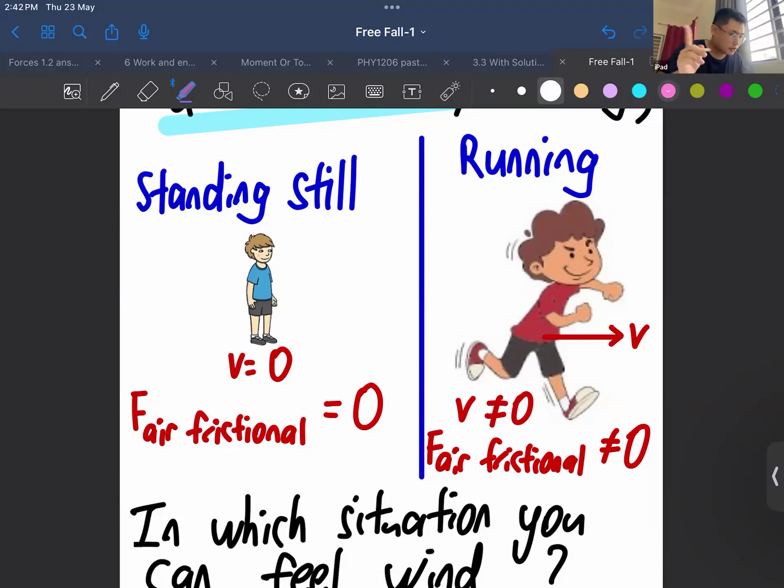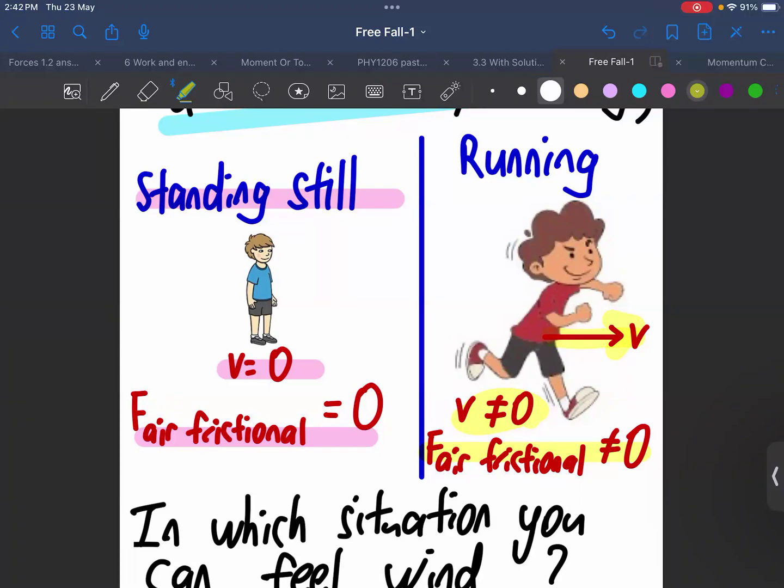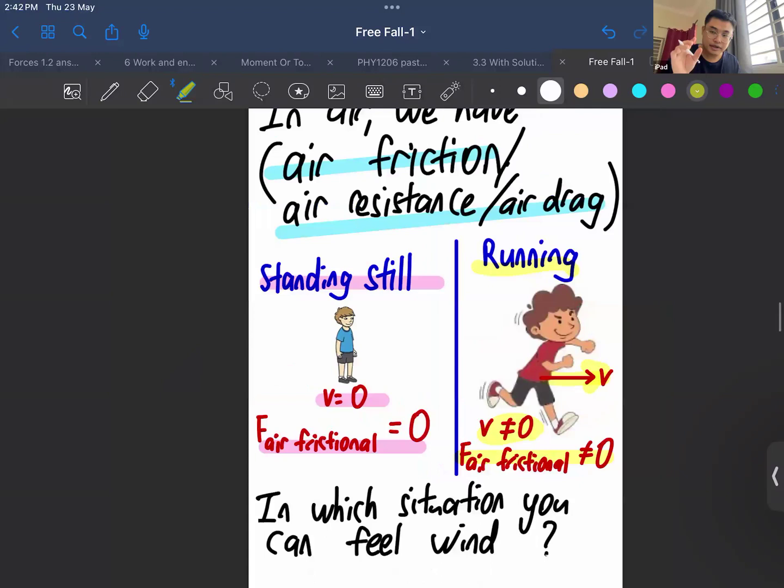So imagine now you don't have any wind that comes from nature. When you are standing still, that means when you are not moving, you don't feel any air blowing through your face, right? So I can say that you don't have any air frictional force. If you want to feel the wind, what you should be doing is you need to run as quickly as possible, because the higher the speed, the faster you run, the greater the wind blowing through your face. Am I right?